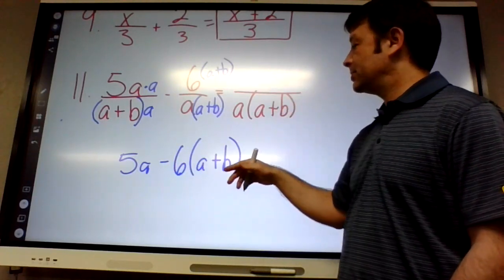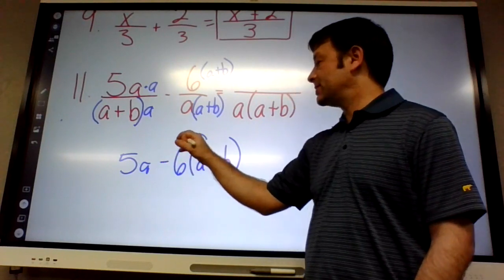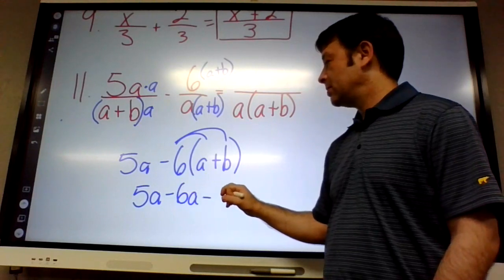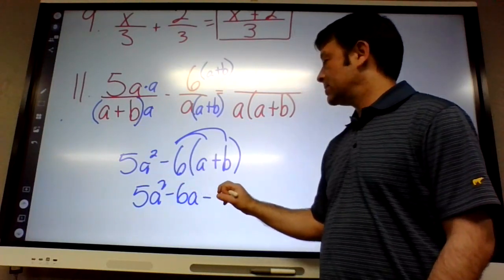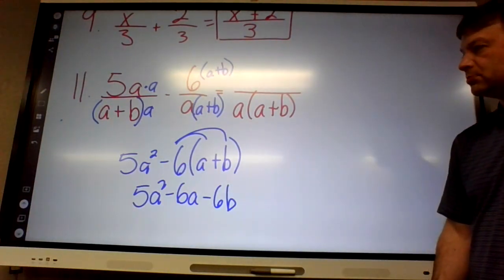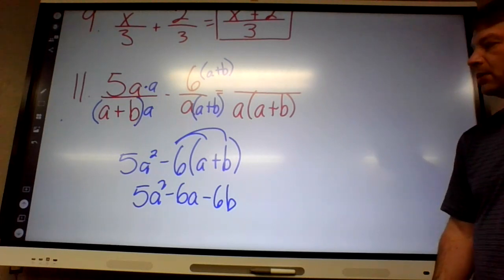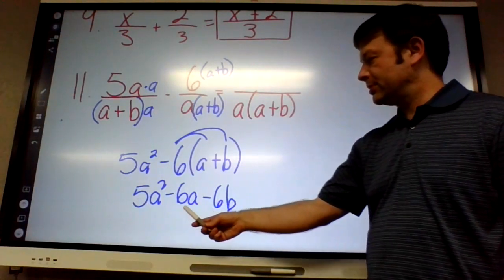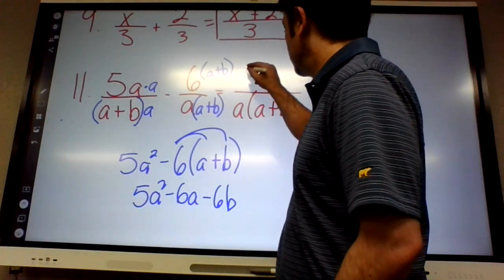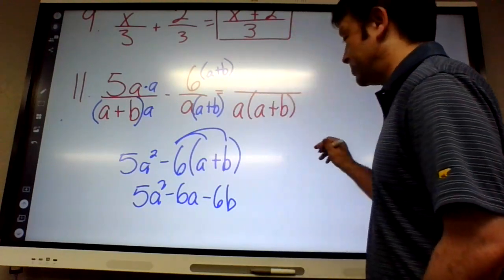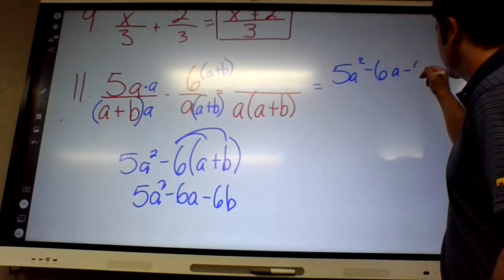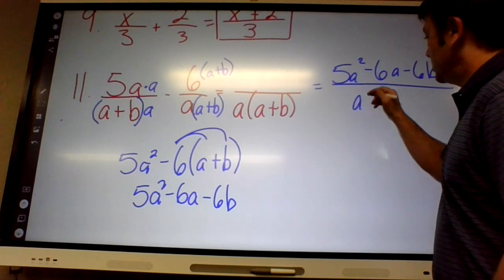So negative 6 is like distributive property. So it's 5a squared, sorry, minus 6a minus 6b. And does that simplify any more? Can we do anything with that? No. I don't know if I want to write my answer like that. I'll just put it over here, I guess. 5a squared minus 6a minus 6b over a plus b.